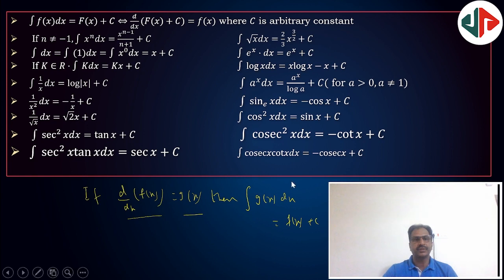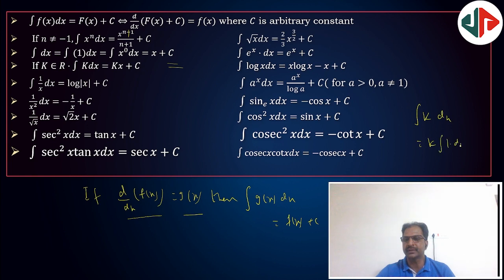So these are the list of standard integrals: integral x power n dx is x power n plus 1 by n plus 1. Integral 1 dx is x. Don't forget to add constants. Integral k dx, where k is a constant, k can be taken out. Integral k dx can be written as k times integral 1 dx. Integral 1 dx is x plus c.